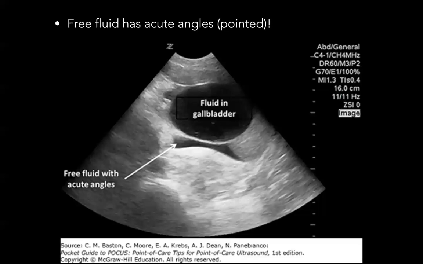And one pearl to really remember and keep in mind is that fluid that's supposed to be there, for example, fluid in the gallbladder, fluid in the bladder, it should be rounded. Same thing as things like in vessels. Vessels are round. However, pathologic free fluid has acute angles, and so that can be a good distinction between pathologic versus normal.